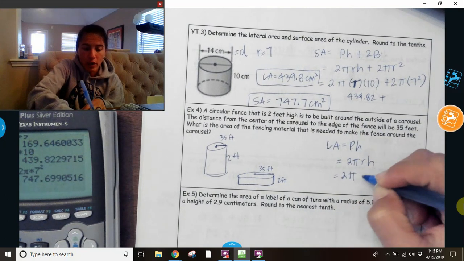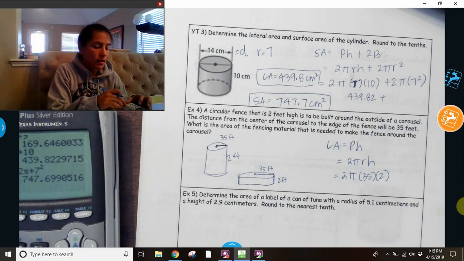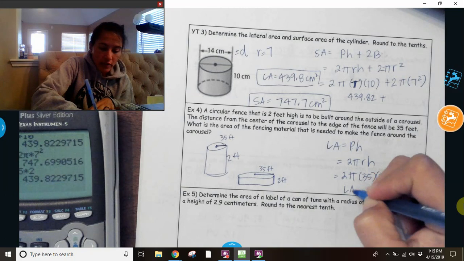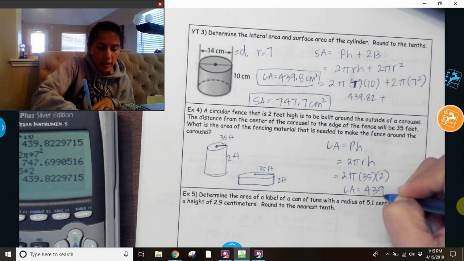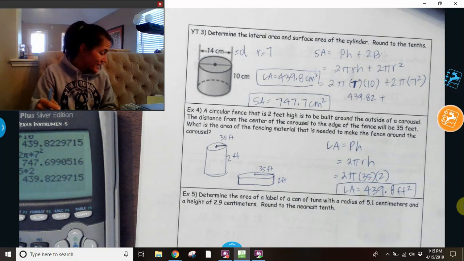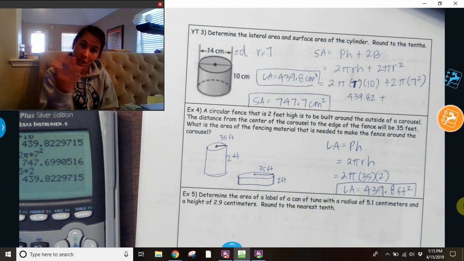And then we put our numbers in. So 2 pi times 35 times 2. So the lateral area is 439 and 8/10 feet squared. That's how much wood is needed to go around the carousel.